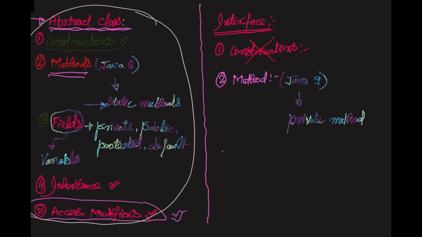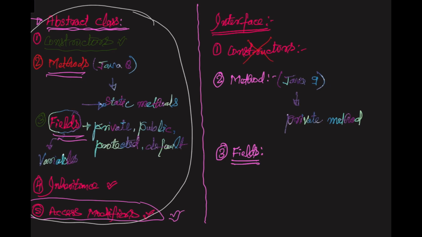Okay, now let's take the third one. Like here we have taken fields, the same thing I'm explaining inside the interface. Fields: all fields in an interface are implicitly public, static and final.